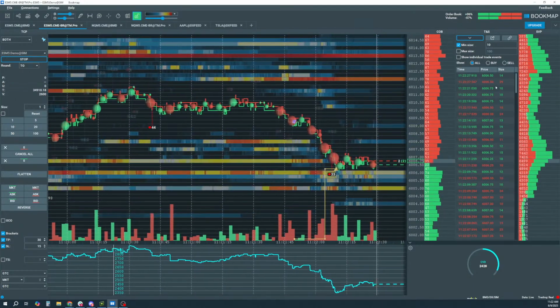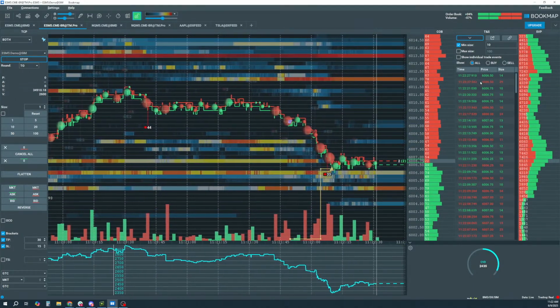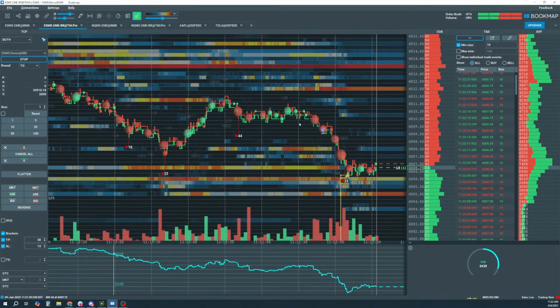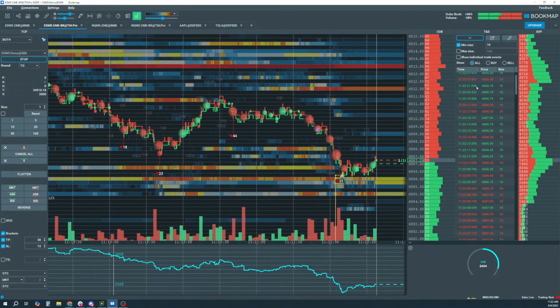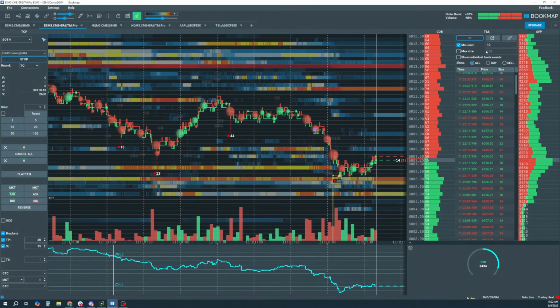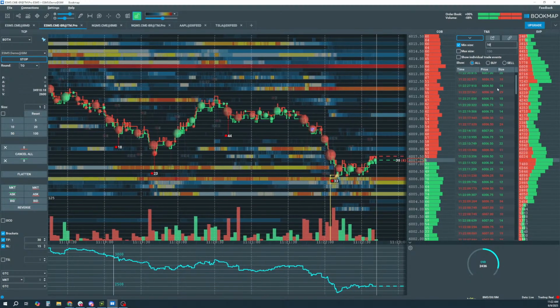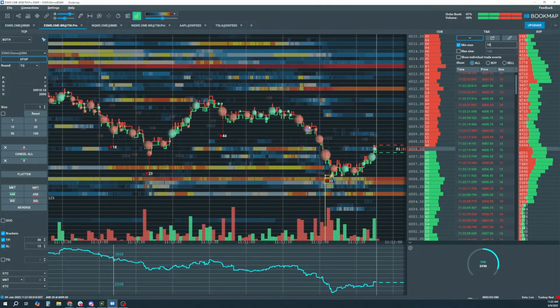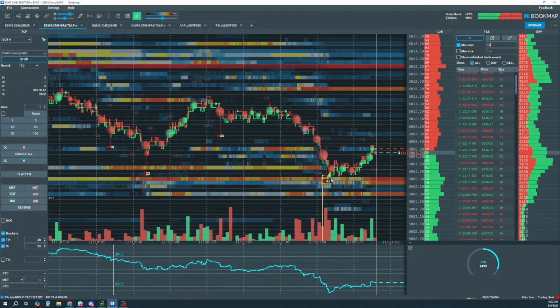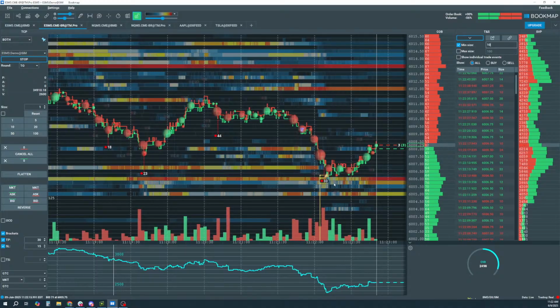So if you like your time and sales, this was actually a pretty good example: they're hitting the bid, they're hitting the bid, they're hitting the bid, and these are 10 lots or greater per transaction, and then you're looking for momentum. We rode it down to high liquidity, and we're out.